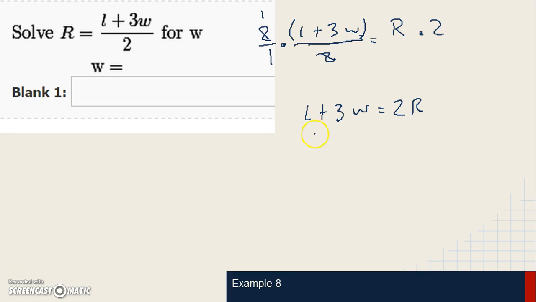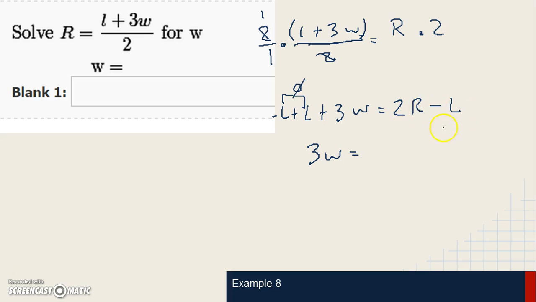Now I've got to eliminate either this L or the 3. Since the 3 is attached through multiplication and this L is being added, I'm going to eliminate the L first. If I want to eliminate a positive L, I just need to add the opposite, which is a negative L. I'm going to make sure I do the same thing to this side, but I don't need to write it as plus and negative because I know plus and negative is just subtraction. Simplify my left side. Negative L plus L simplifies to 0, so I'm just left with positive 3W.